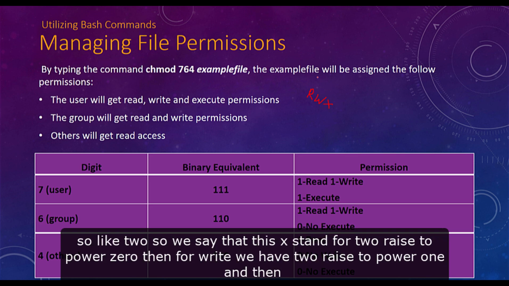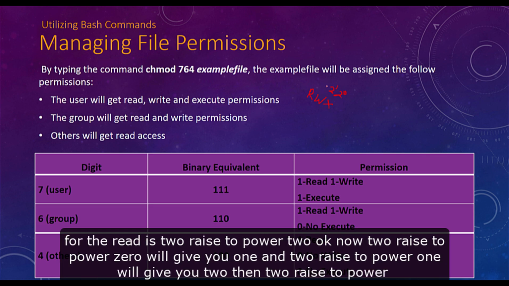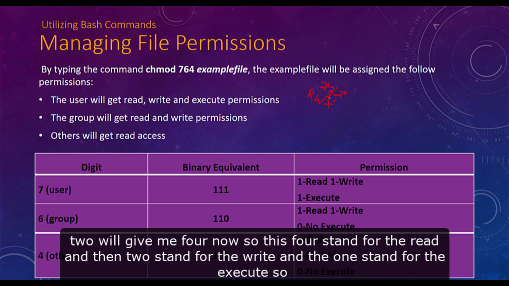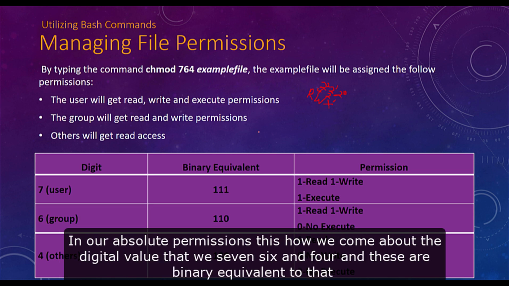So we'll say that x stands for 2 raised to power 0. Then for write we have 2 raised to power 1, and for read it is 2 raised to power 2. Now 2 raised to power 0 gives you 1, and 2 raised to power 1 gives you 2. Then 2 raised to power 2 gives me 4. Now this 4 stands for the read, the 2 stands for the write, and the 1 stands for the execute. So in our absolute permission, this is how the digital values come about.